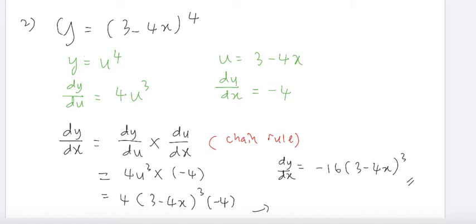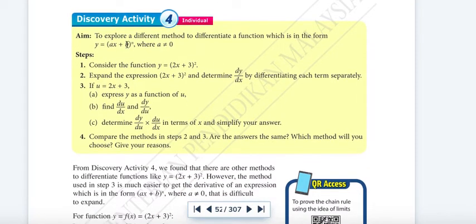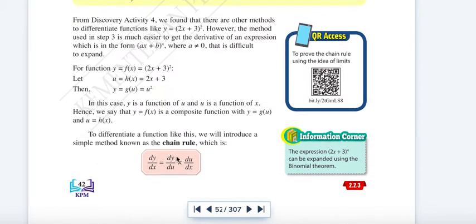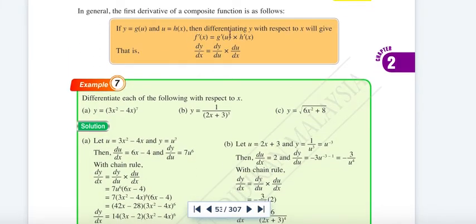Okay, done, understand this one? So this is when the inside is an algebraic expression, (ax plus b) power n. So you use the chain rule, what I explained just now. Therefore, you got the answer.